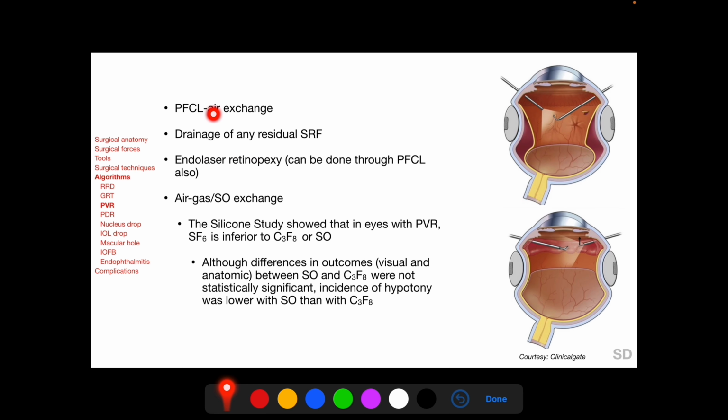Finally, air is exchanged with gas or silicone oil for long-term post-operative retinal tamponade, and the Silicone Study showed that in eyes with proliferative vitreoretinopathy, SF6 is inferior to both C3F8 and silicone oil, although differences in outcome between silicone oil and C3F8 were not statistically significant. Incidence of hypotony was lower with silicone oil as compared to that with C3F8.